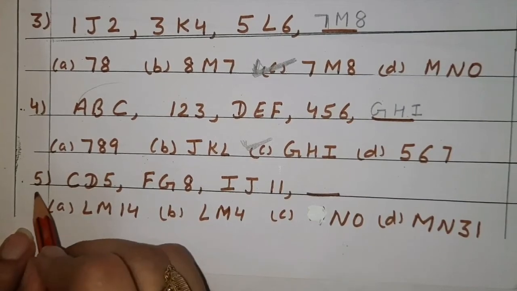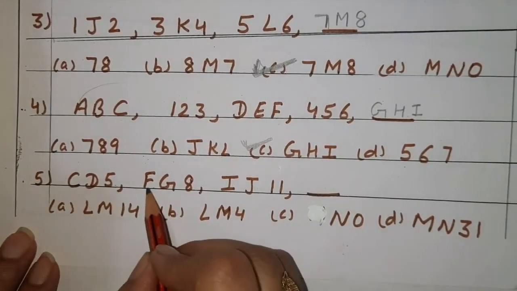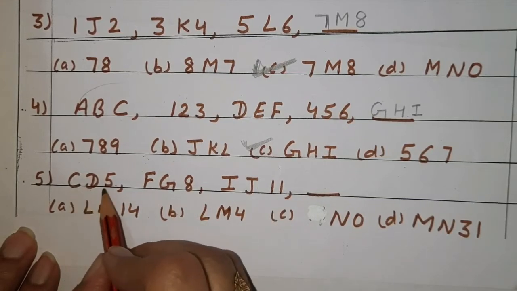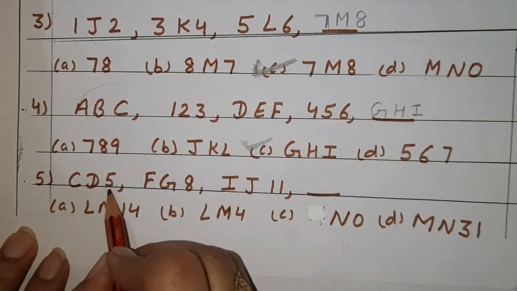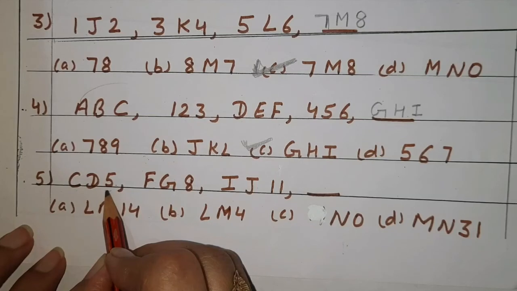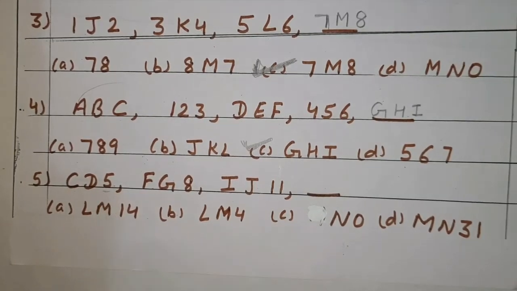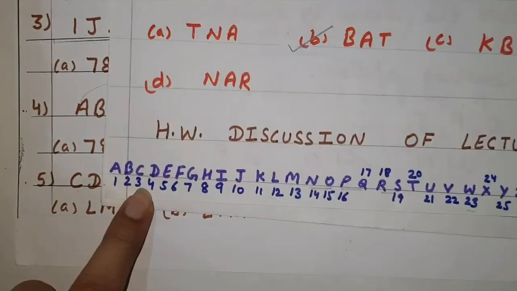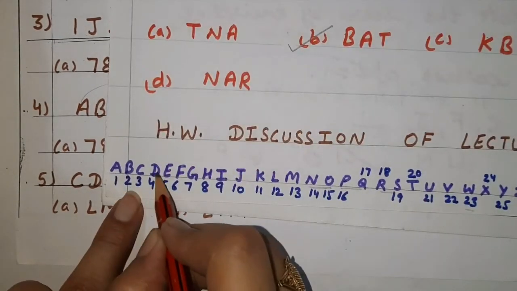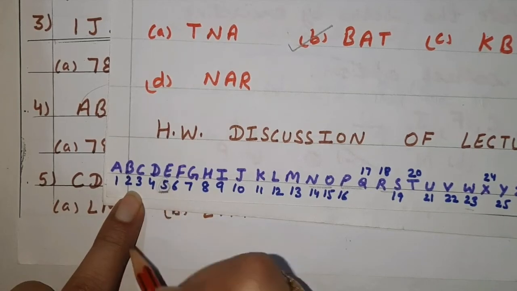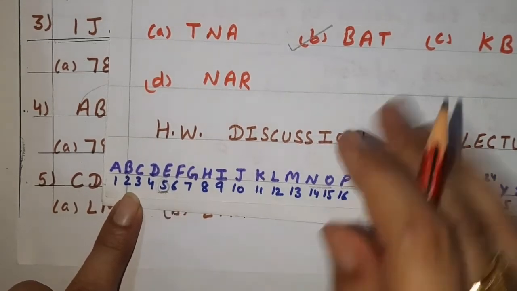Last question. Question number 5. CD5, FG8, IJ11. CDE. In place of E, beta, its position, its place is 5, that is what is written there. Let me show you. Look here. C, D and then in place of E, what has been written? The number 5 has been written. It is at the 5th place, right?